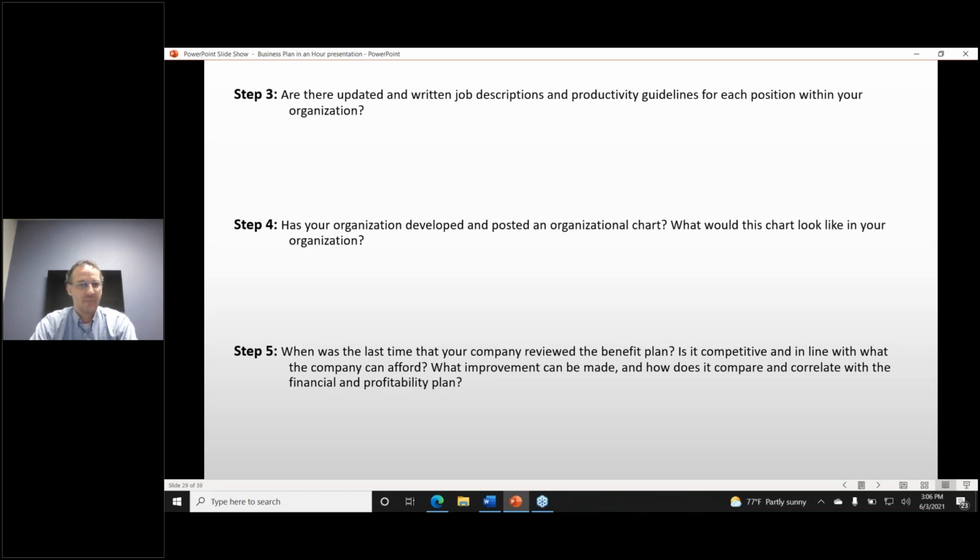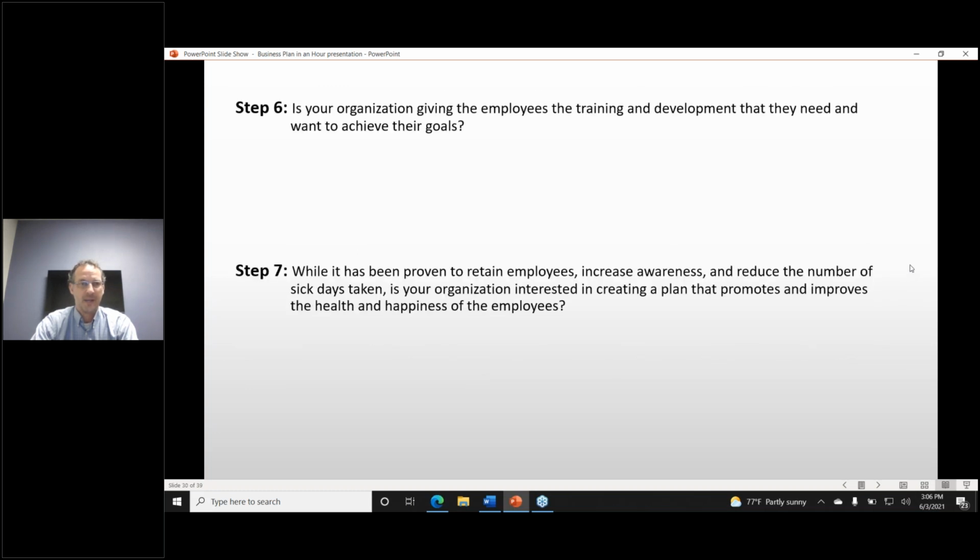When was the last time that your company reviewed the benefit plan? Meaning pay, bonuses, goals where if you meet this objective, you're going to get a spiff. Is it competitive and in line with what your company can afford? What improvement can be made, and how does it compare and correlate with the financial and profitability plan that we just went through? Is your organization giving the employees the training and development that they need and want to achieve their goals? Have you asked your employees what their goals are?